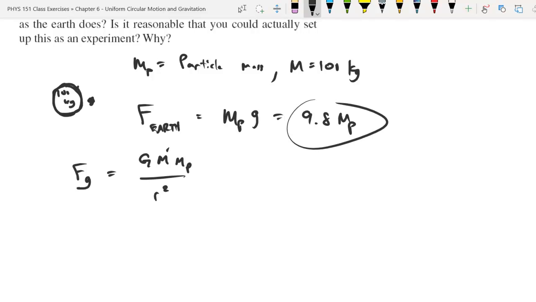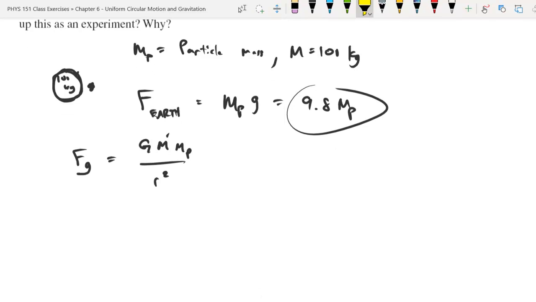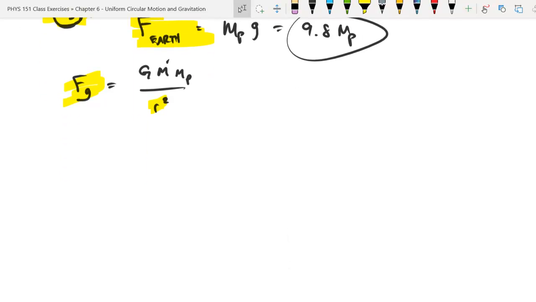And this is the force of the Earth, so we want them to be equal, right? We're going to find out this R here, so that the force of the Earth and the gravitational force between these two is equal. So I'll just set them equal to each other, and we have here 9.8 MP is equal to G M MP divided by R squared. Okay? The particle's mass shows up in both of these, so we can cancel this out.